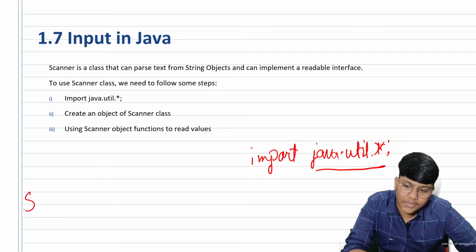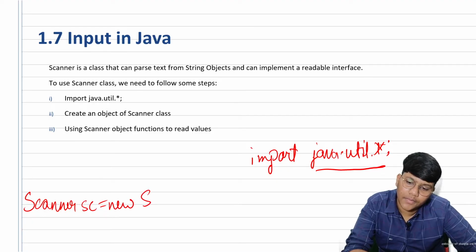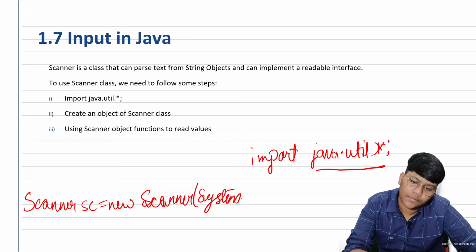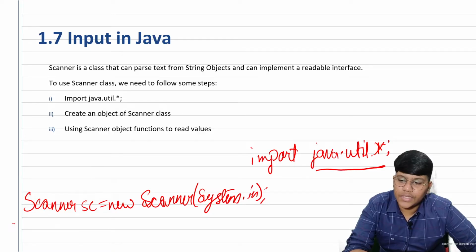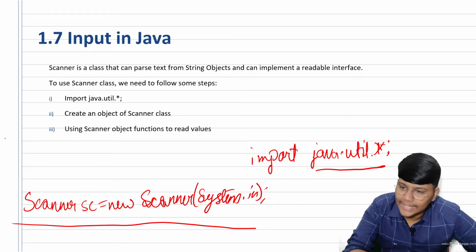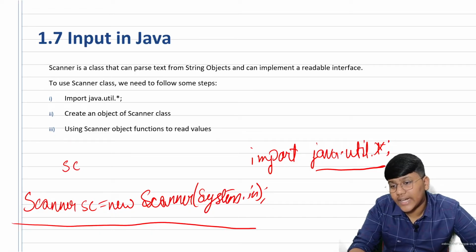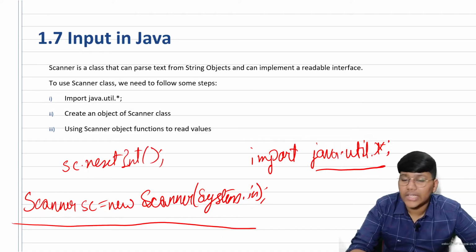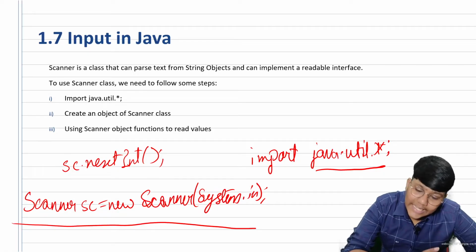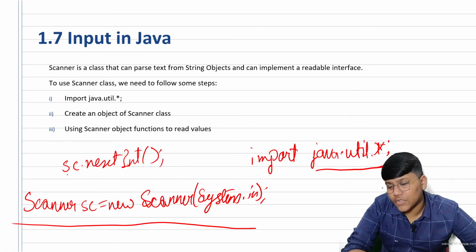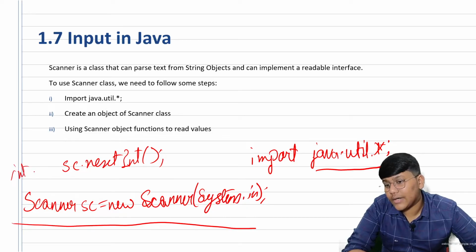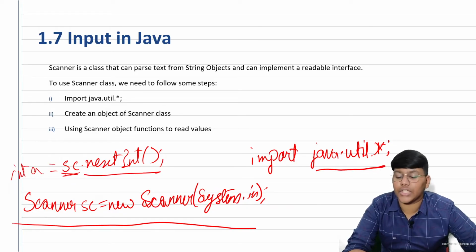So we'll create an object: Scanner sc equal to new Scanner(System.in). Here we are creating an object of the Scanner class. Now to use the functions of the Scanner class, for example, sc.nextInt is a function. nextInt is a function of the Scanner class which is used to take input in the int data type. So we use the object, for example, int a equal to sc.nextInt(). This is the object, this is the function.